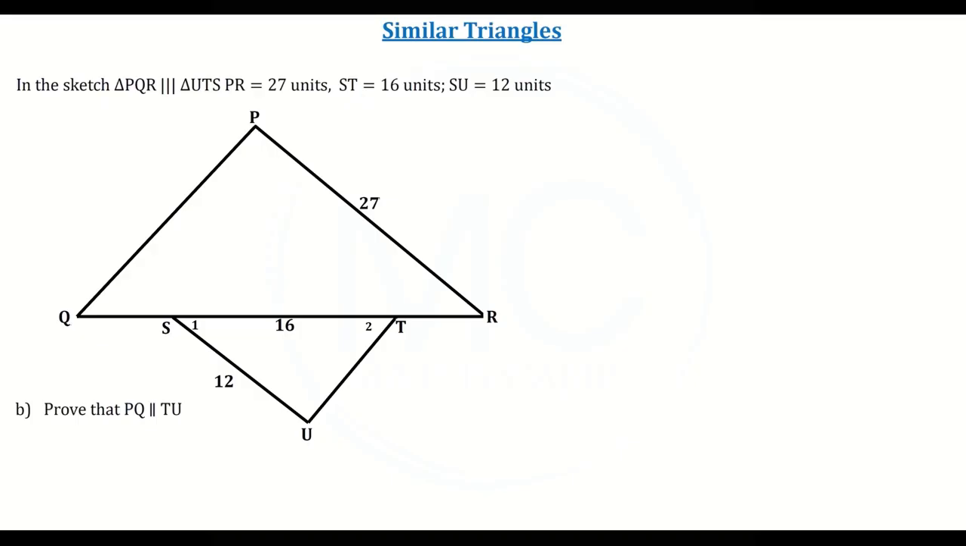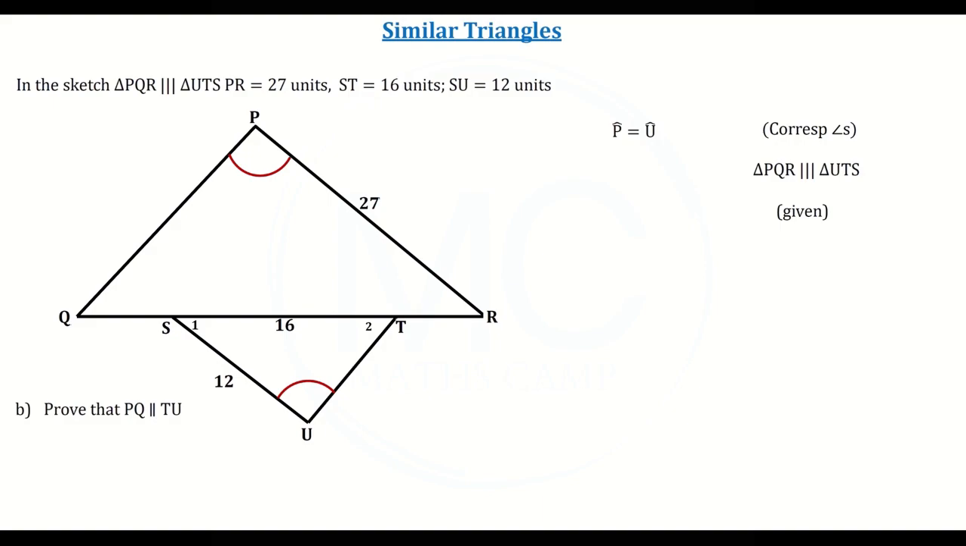P is the first letter in triangle PQR, and U is the first letter in triangle UTS. So P and U are corresponding angles. Let's mark these angles in red. Now we can make the statement that angle P is equal to angle U because these are corresponding angles. And the reason why they are corresponding angles is because triangle PQR is similar to triangle UTS. And we know this because the question has given us this information. So we say given as our reason.